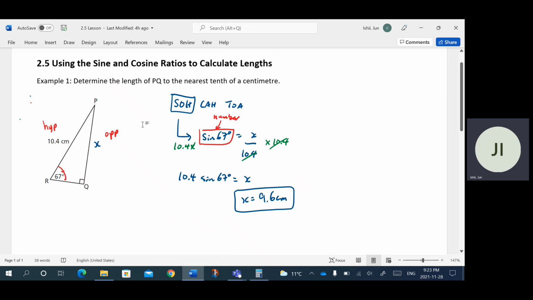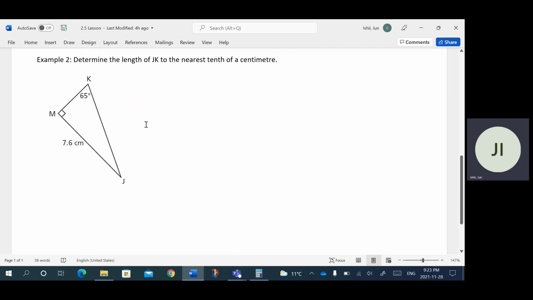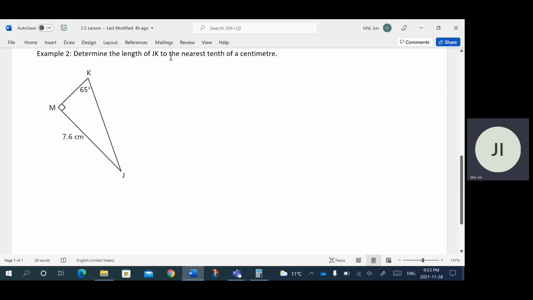Cool. All right, so let's try another one. Determine the length of JK to the nearest tenth of a centimeter. Again, I start off by labeling my sides. JK is this one right here. That's the length I want to find. Across from the 90 degrees is my hypotenuse, so I'm going to label this as my hypotenuse side. Now, this is the angle that I'm working with, 65 degrees here. Across from it is my opposite side. And again, I'm not going to label this adjacent side because it's blank.